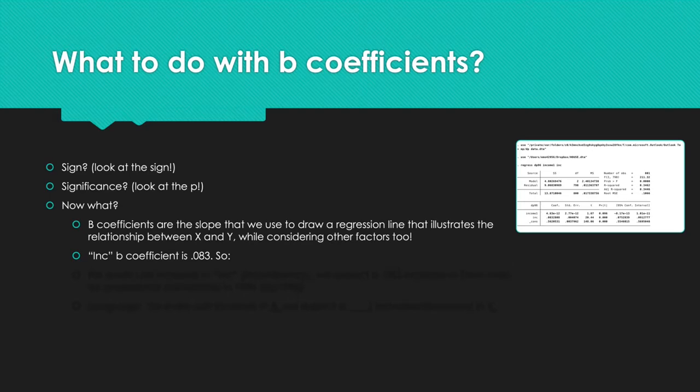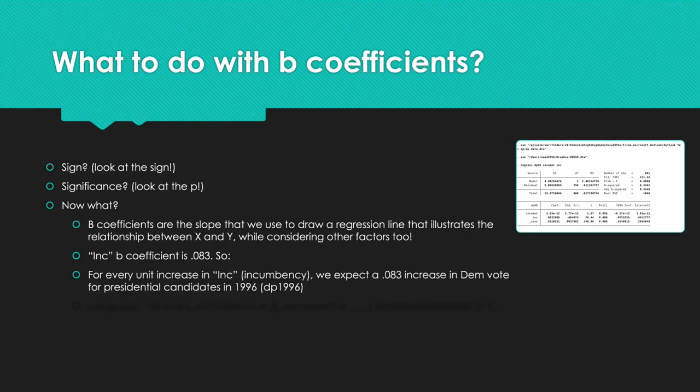In this case, as you recall, we looked at the same regression last time, and we looked at income. It was not statistically significant. In this case, incumbency, or INC, is significant, so we're going to practice interpreting that. In this case, the beta coefficient is 0.083. So for every unit increase in incumbency, we expect a 0.083 increase in Democratic vote shares for presidential candidates in 1996. That's our dependent variable, DP96.